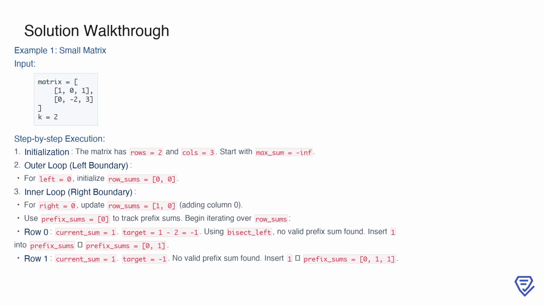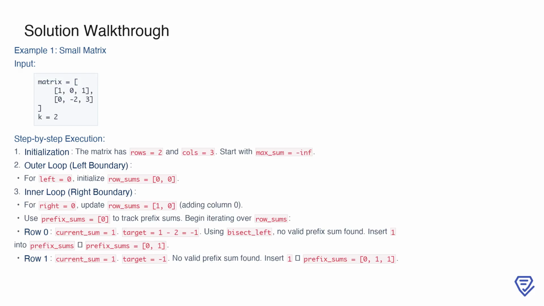Moving to the inner loop, for right equals 0, we include column 0 in the rectangle, updating row_sums to 1, 0. Now, we use a sorted list prefix_sums initialized to 0 to efficiently track prefix sums of cumulative row values. For row 0, we calculate current_sum equals 1 and determine target equals current_sum - k equals -1. Using binary search with bisect_left, we find that there is no valid prefix sum smaller than or equal to target. Therefore, we insert current_sum into prefix_sums, updating it to 0, 1.